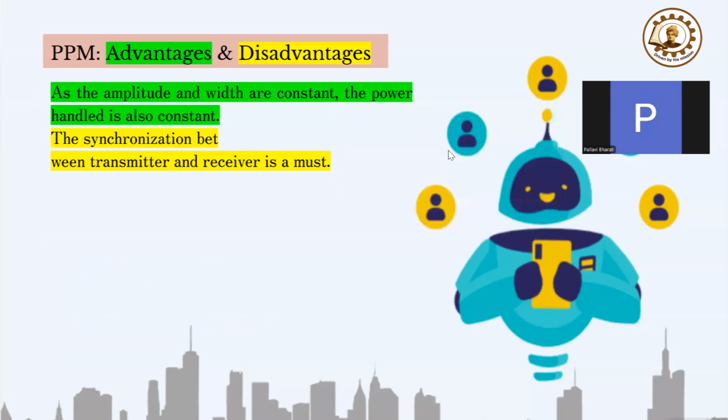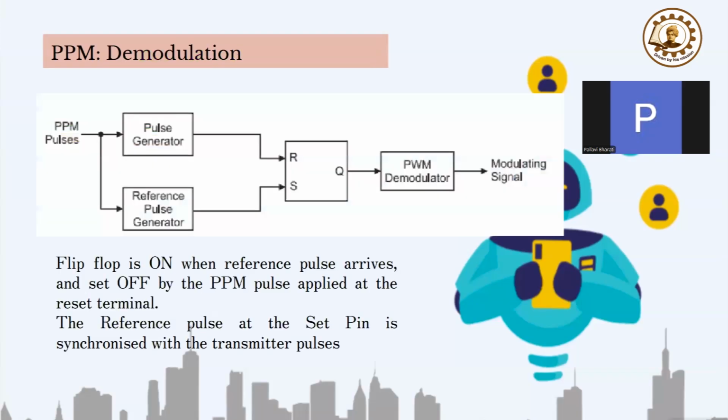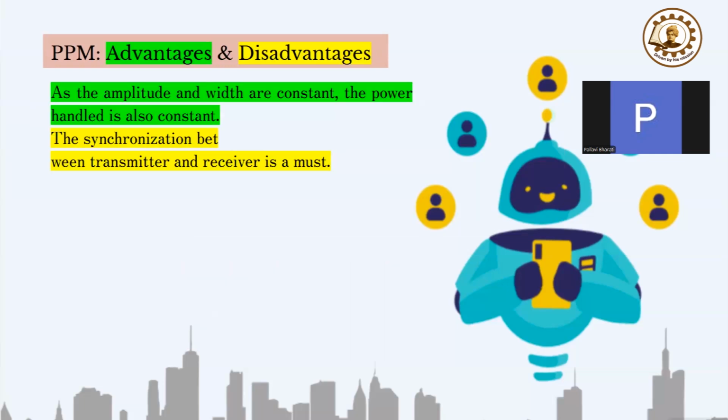Finally, as the amplitude and width are constant, the power handled is also constant, and the synchronization between transmitter and receiver is a must. So here, what are the advantage and disadvantage? As the amplitude and the width are constant, the power handled is also constant, and synchronization is required between the transmitter and the receiver. That is a major thing that you have to look for.